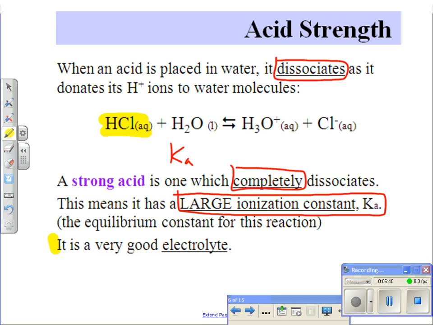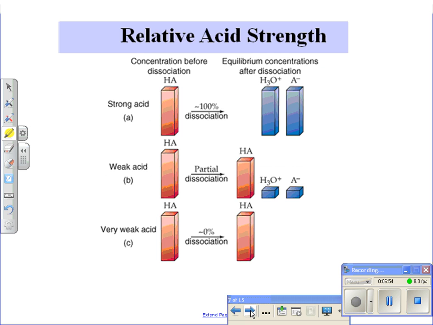HCl is considered a strong acid. It completely breaks up into H3O plus and Cl minus. So the fundamental definition of a strong acid is that it completely dissociates. That's the fundamental key thing you need to know about a strong acid. So if you look right here, here's an example. We say HA is a strong acid. So if you start with this much, it has 100% dissociation. It breaks into H3O plus or H plus, which makes up an acid, and its ion without the H.